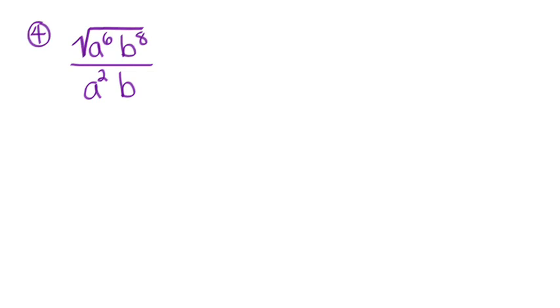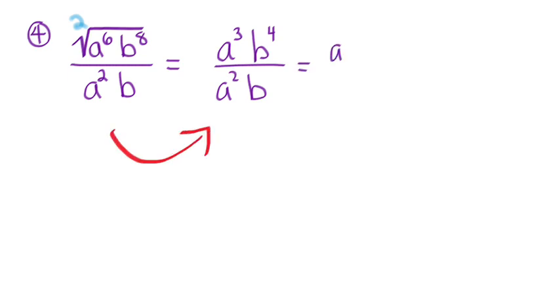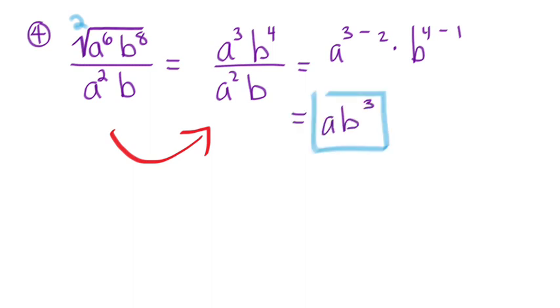So again, take care of the top first. This is square rooted, so I just divide everything by 2. And then I move over the bottom of the fraction and use my exponent rules and subtract. And get 3 minus 2 is 1, so it's just a. And then b to the 4th minus 1 is just b to the 3rd.